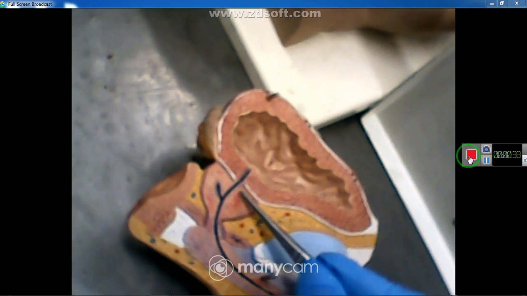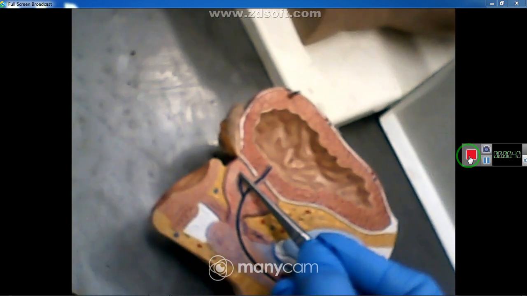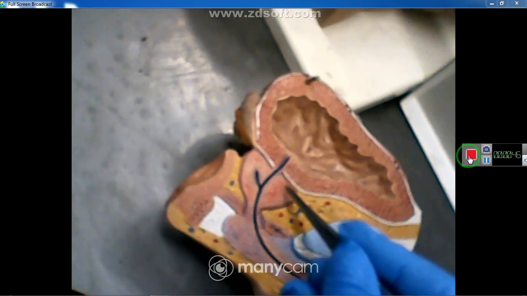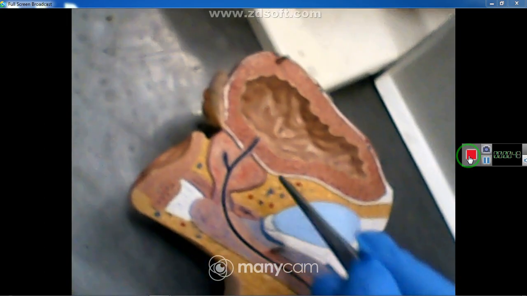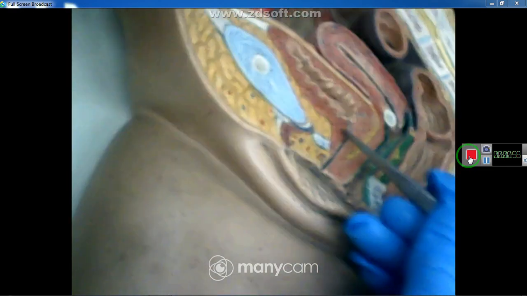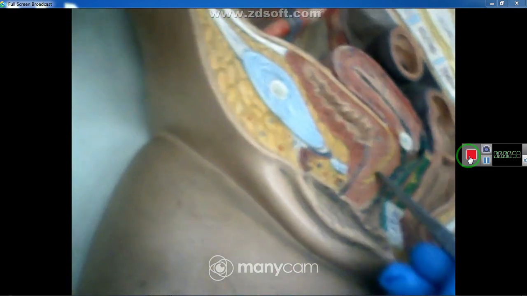Below the neck is the prostate gland in male. And in female, below the neck of urinary bladder is the pelvic diaphragm.